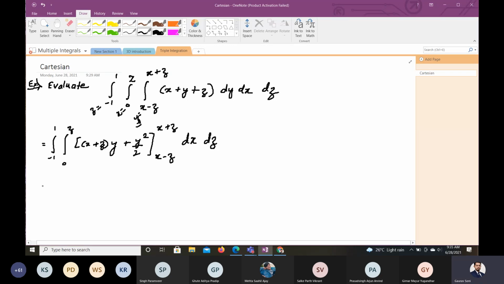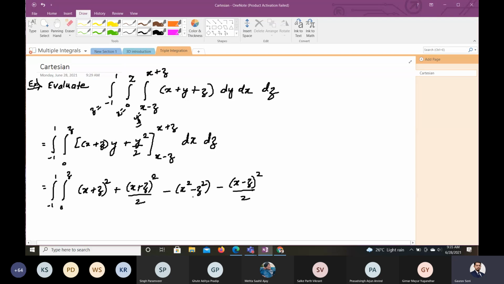So now as we put the limits minus 1 to 1, 0 to z, when we put the upper limit, what we will have is x plus z whole square plus x plus z whole square divided by 2 minus x square minus z square minus x minus z whole square divided by 2. Bracket complete, dx dz.